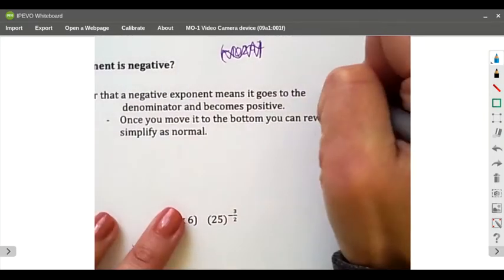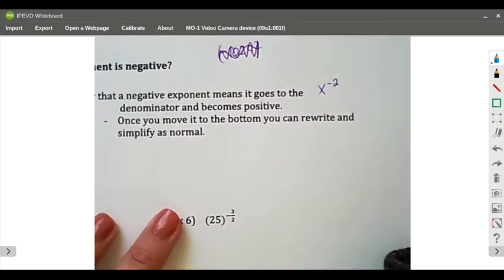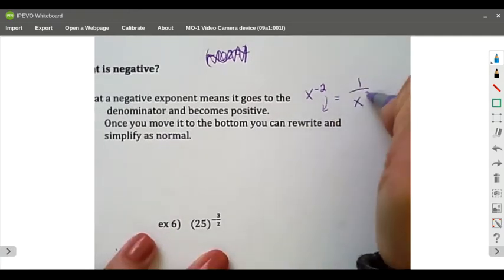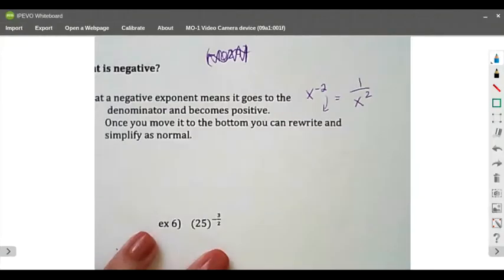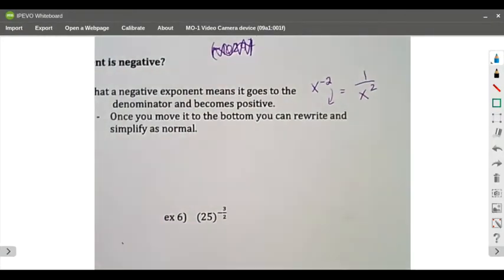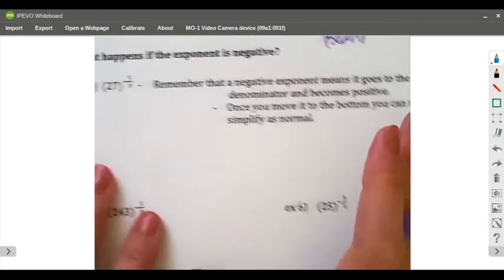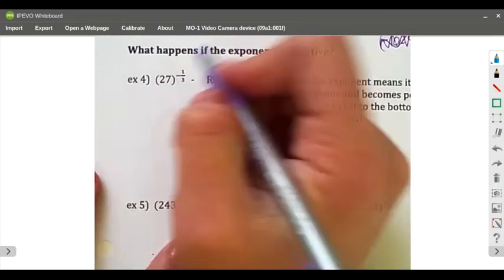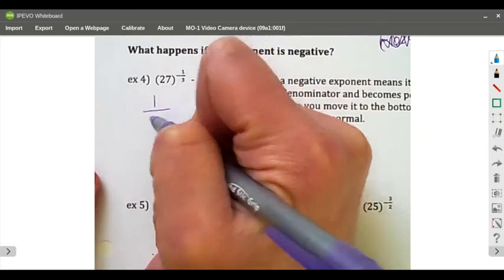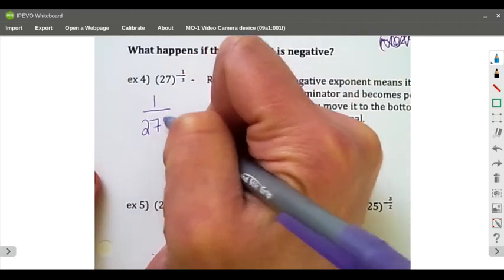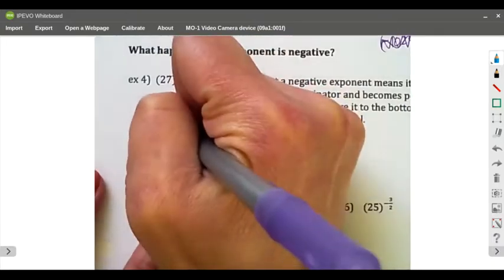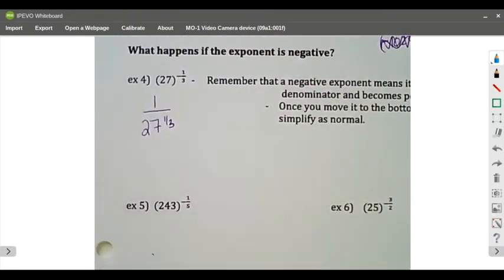Let's just say, for example, I had x to the negative 2. Remember, that just goes down to the bottom and you have 1 over x squared. It becomes positive. So that's pretty much what we do here: we just move it to the bottom and then simplify as normal. So if we have 27 to the negative 1/3, I'm first just going to rewrite it with a positive exponent. It moves into the denominator. Whoops, that's supposed to be a 3. The exponent becomes positive when it moves to the denominator.